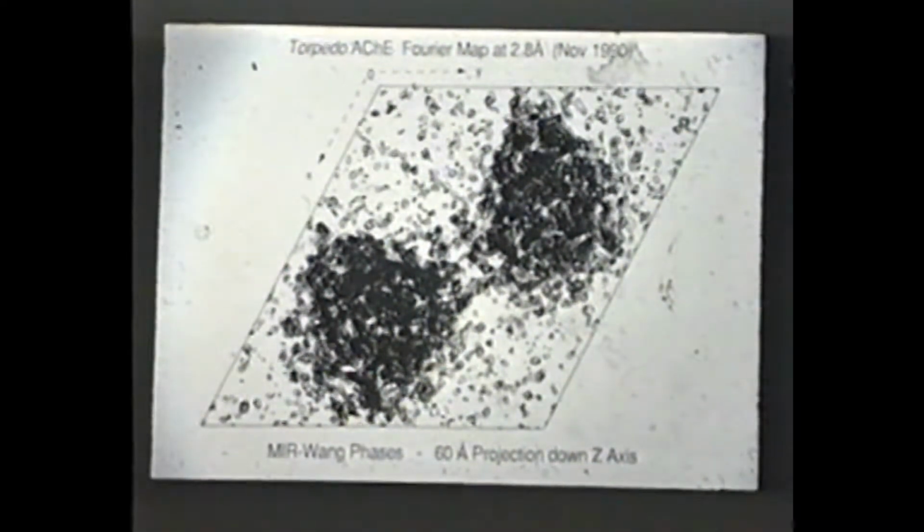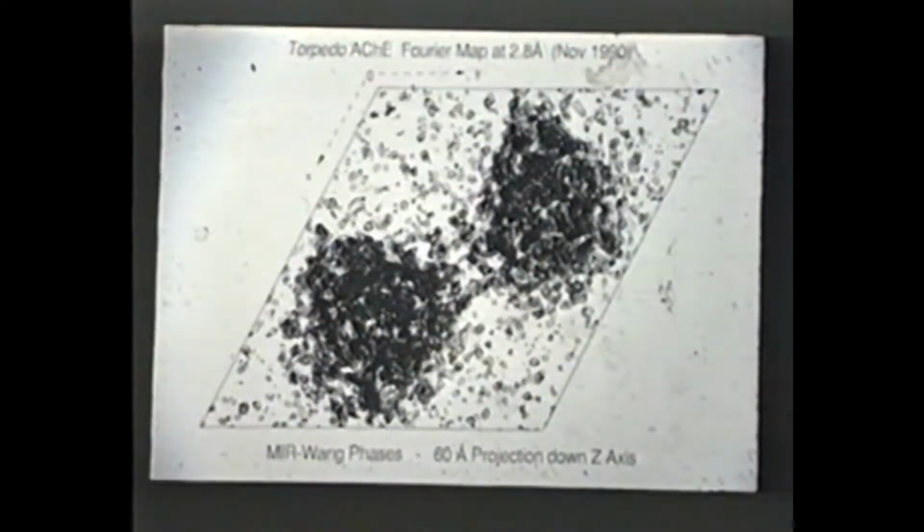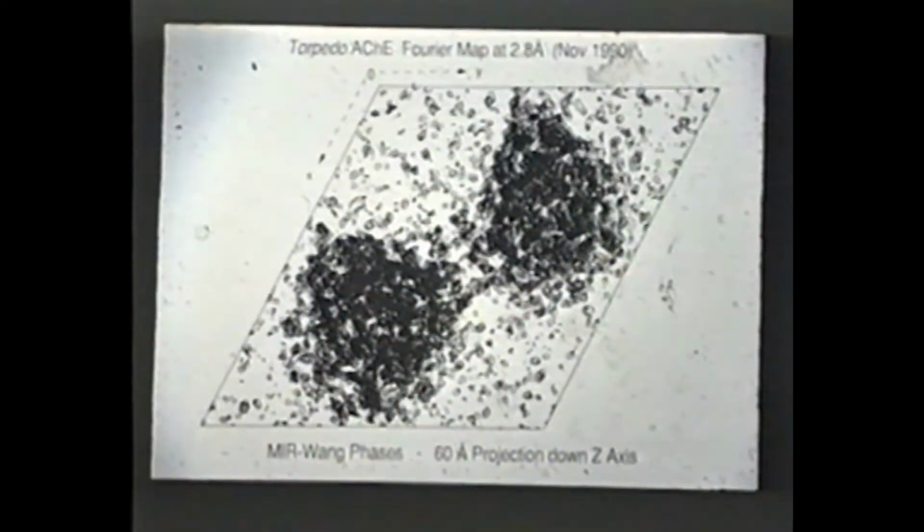And what you can see is this is the electron density corresponding to one monomer of acetylcholinesterase, and this is the electron density for the second, and this is where they're held together at the C terminal. And most of this other less electron dense region corresponds to the solvent. In fact, there's almost 60% solvent in this unit cell.